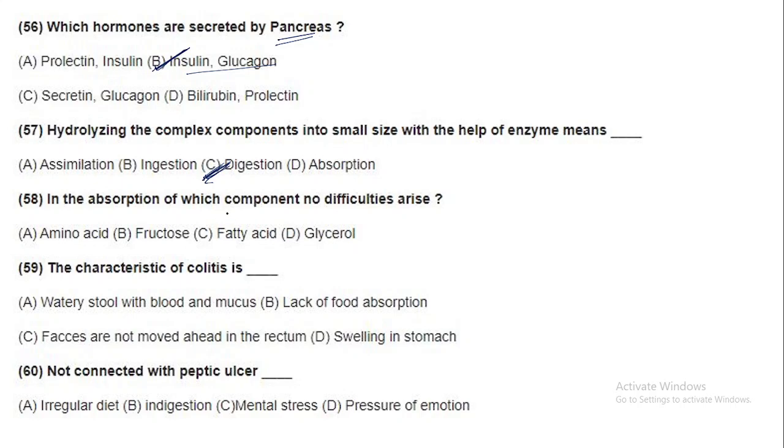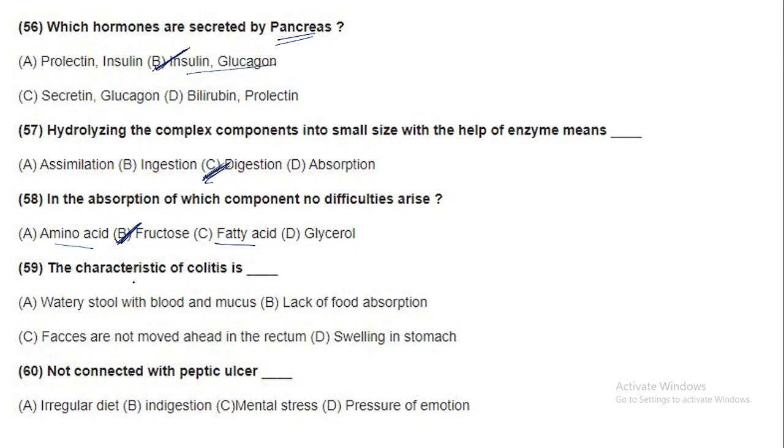In the absorption of which component no difficulties arise, as in it is easily absorbed? Amino acid, fructose, fatty acid, glycerol. In whose absorption is there no difficulty arising? Okay, so it is fructose, which is the simplest carbohydrate. Of course amino acid is also the simplest protein, and fatty acids are also simple, but because fructose is easily dissolved in water, it can be absorbed without any difficulties.